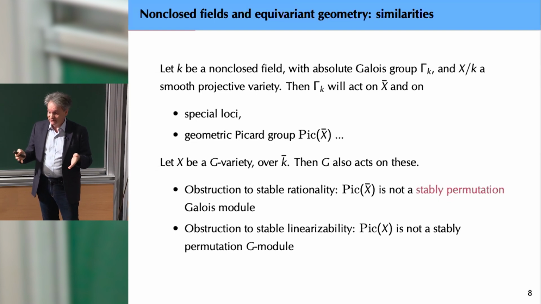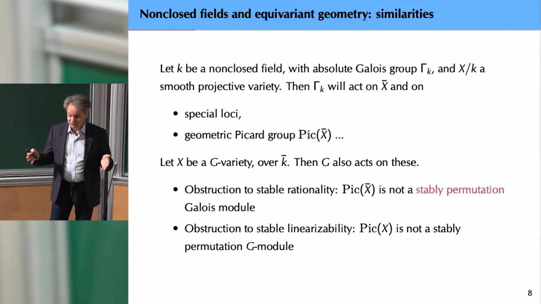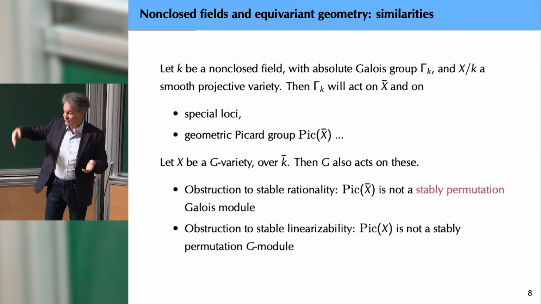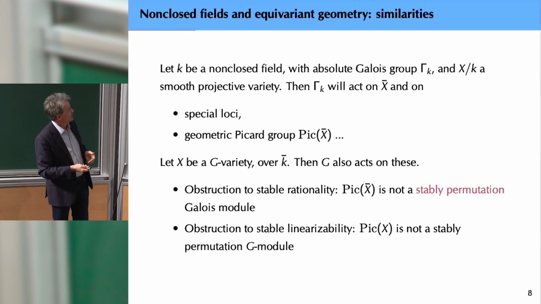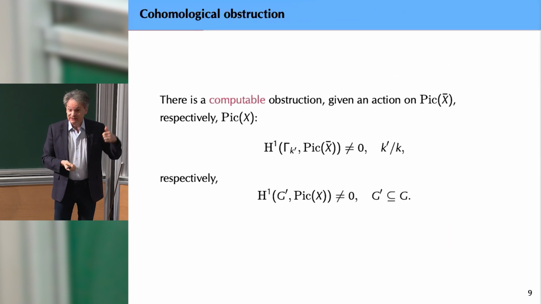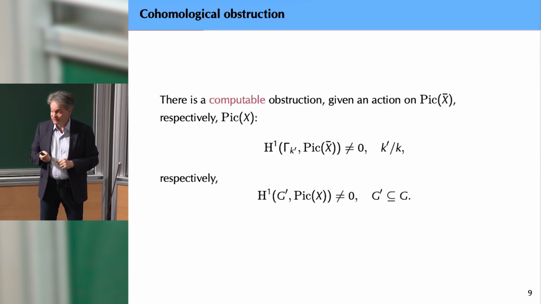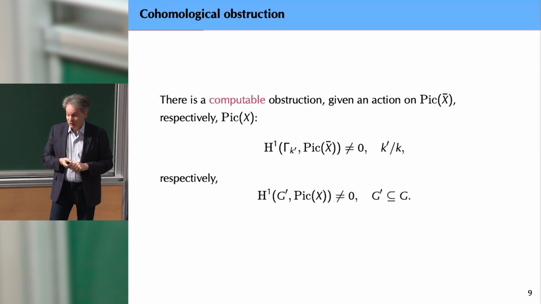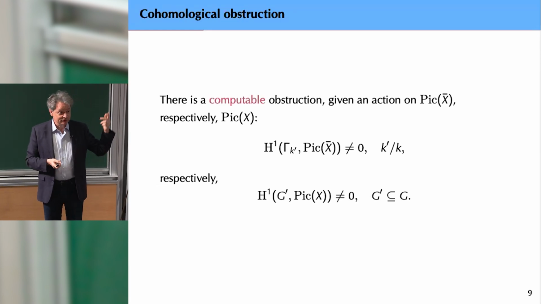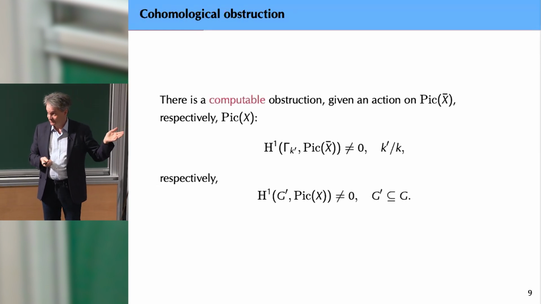You can check sort of a permutation module effectively, but for stable permutation, you don't know how much you have to add or subtract. All right, well, that's the caveat. There is a related abstraction that is actually computable, and that is the first cohomology. If you are a permutation module, the first cohomology will be trivial, 0.